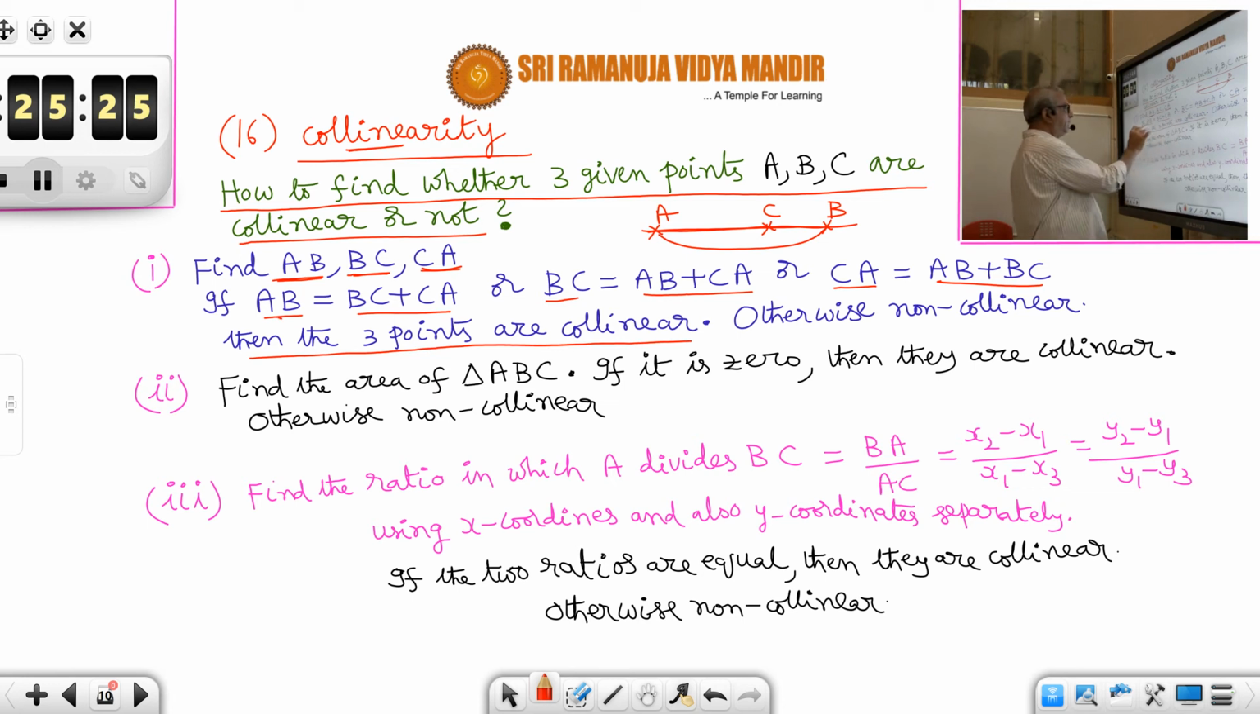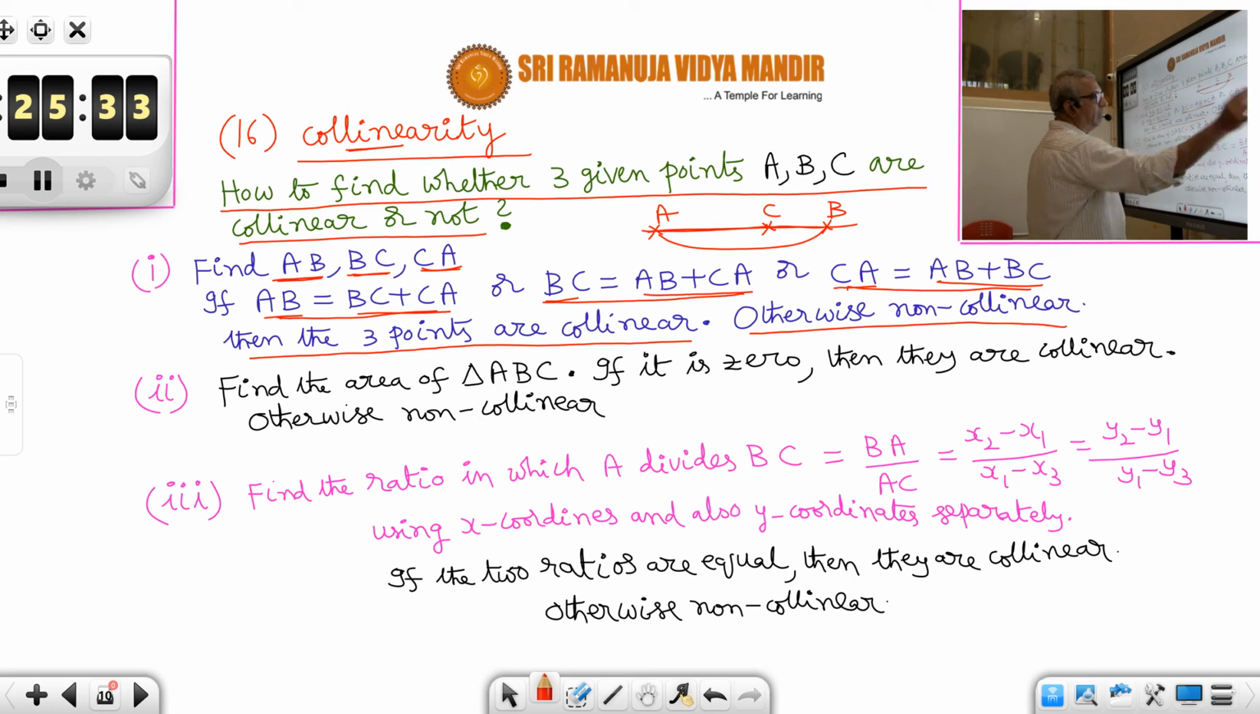Suppose none of them is satisfied. First one is not true, second one is not true, third one is also not true. Then it implies that they are not collinear. So suppose the first one is true, which point is in between? AB is equal to BC plus CA. BC plus CA, what is the common point? C. So C must be the middle point, like the diagram shown here.